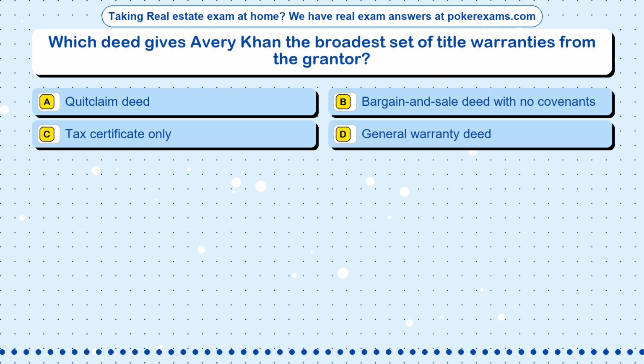Question 8. Which deed gives Avery Kahn the broadest set of title warranties from the grantor? Option A, quitclaim deed. Option B, bargain and sale deed with no covenants. Option C, tax certificate only. Option D, general warranty deed.